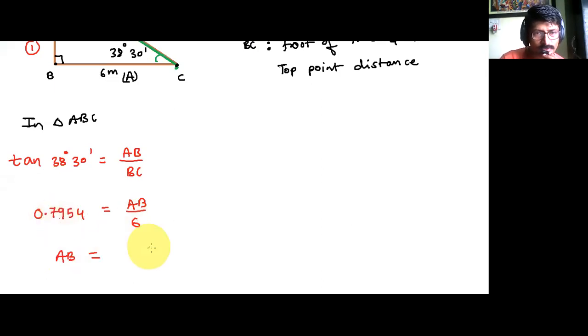0.7954 into 6. So 6 4s are 24, 2 carried, 6 5s are 30, 32, 3 carried, 6 9s are 54, plus 3 is 57, 5 carried, 6 7s are 42, plus 5 is 47, and so that will become 4.7724. I hope you understood that, isn't it?